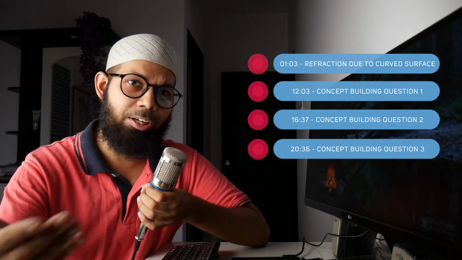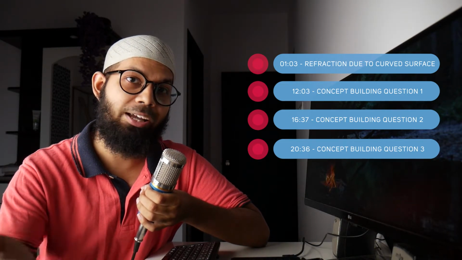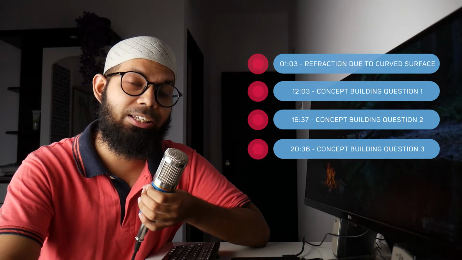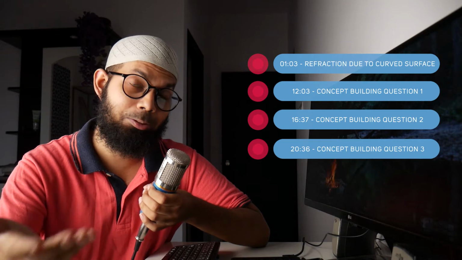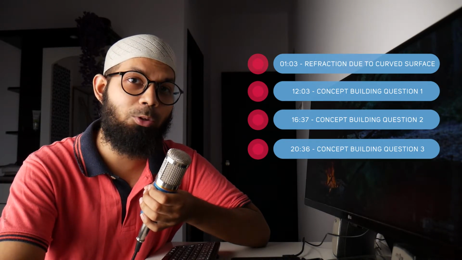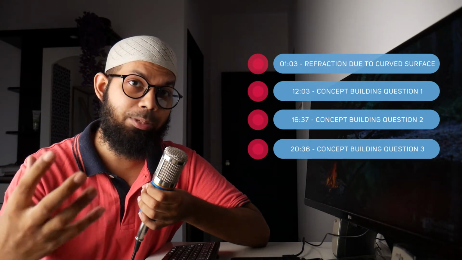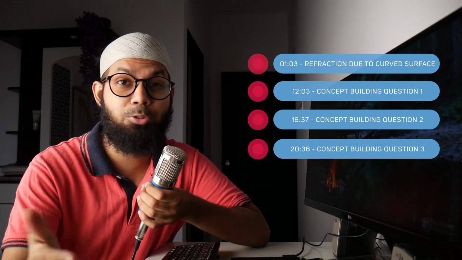Okay, so the straightaway formula is mu2 divided by v minus mu1 divided by u is equal to mu2 minus mu1 divided by r. I'll be explaining each term used in this formula and also explain which medium should be taken as mu2 and which medium should be taken as mu1.